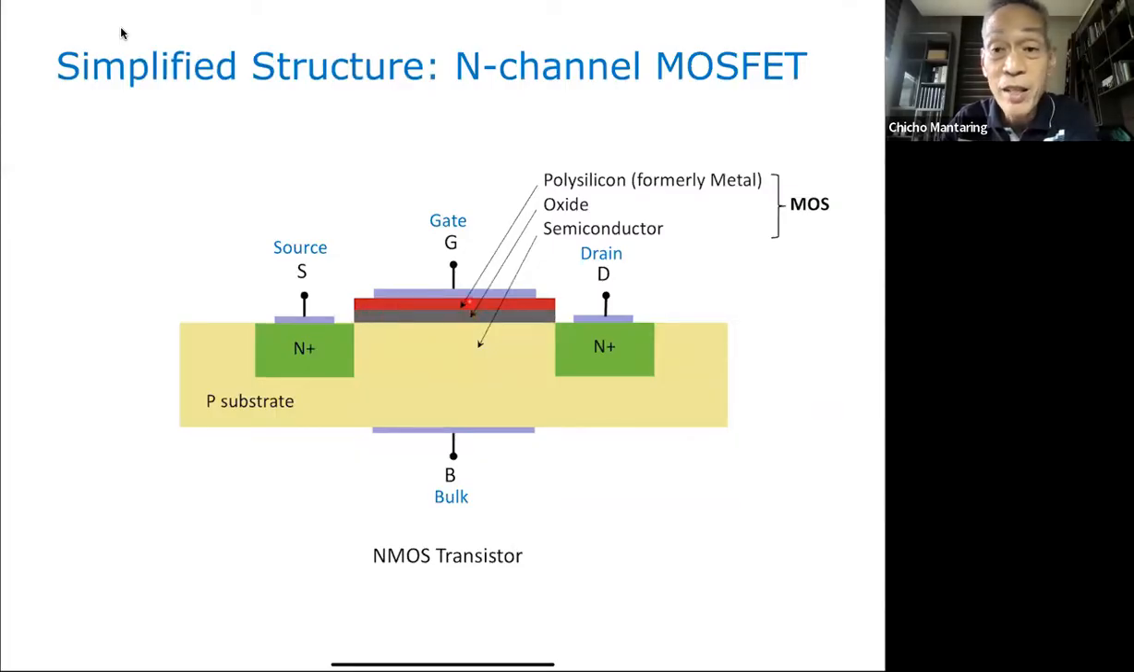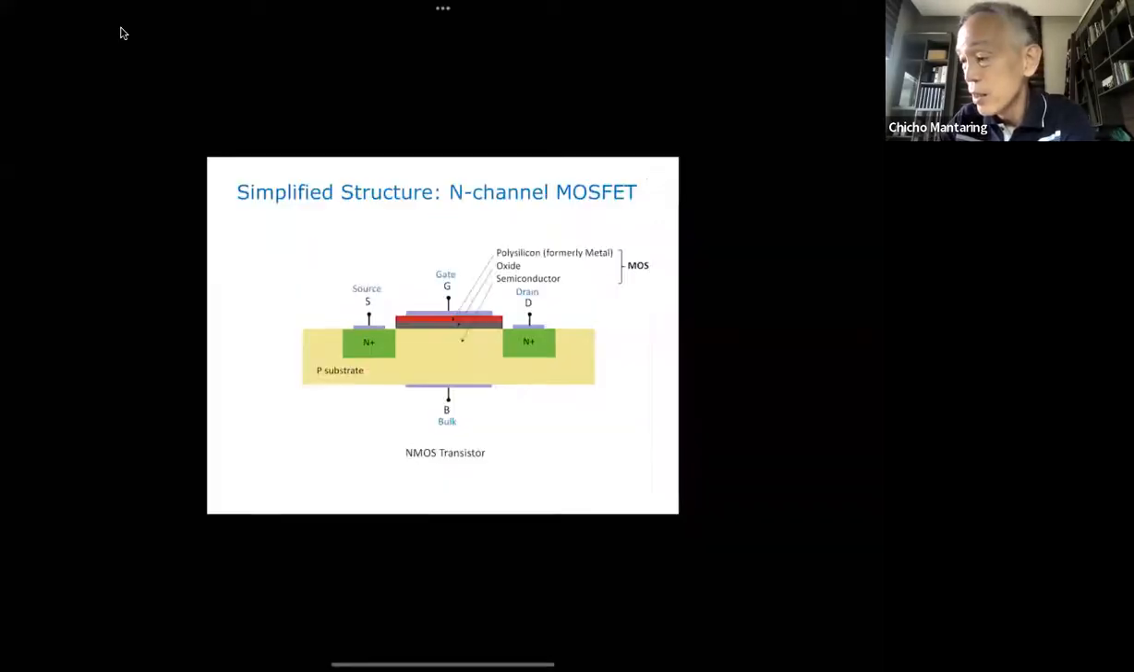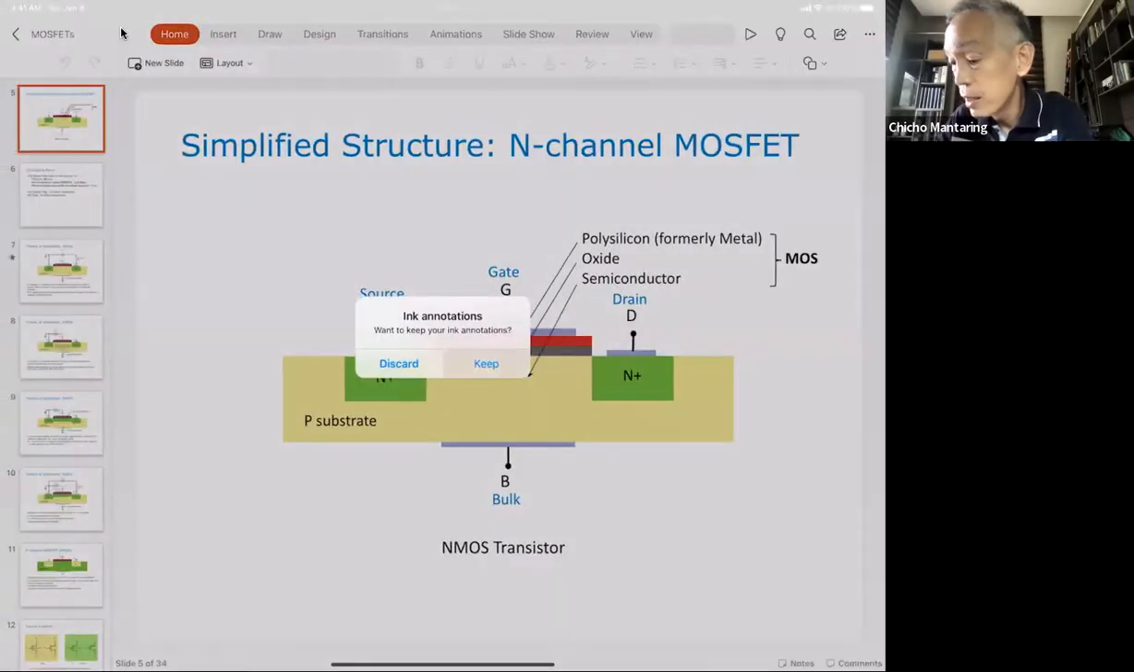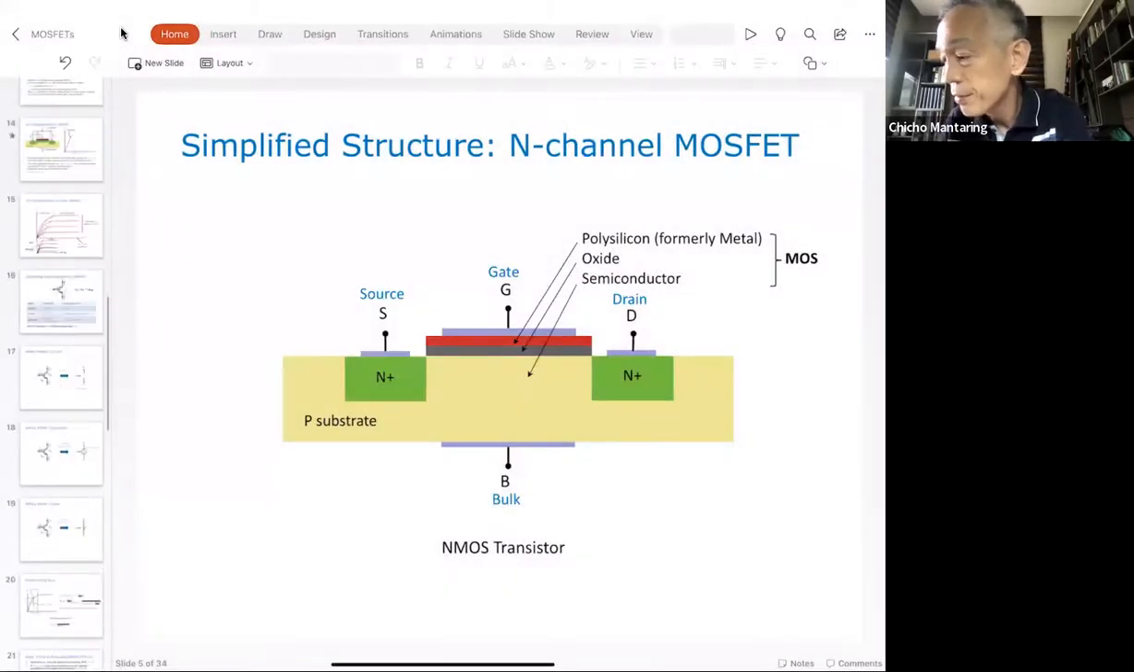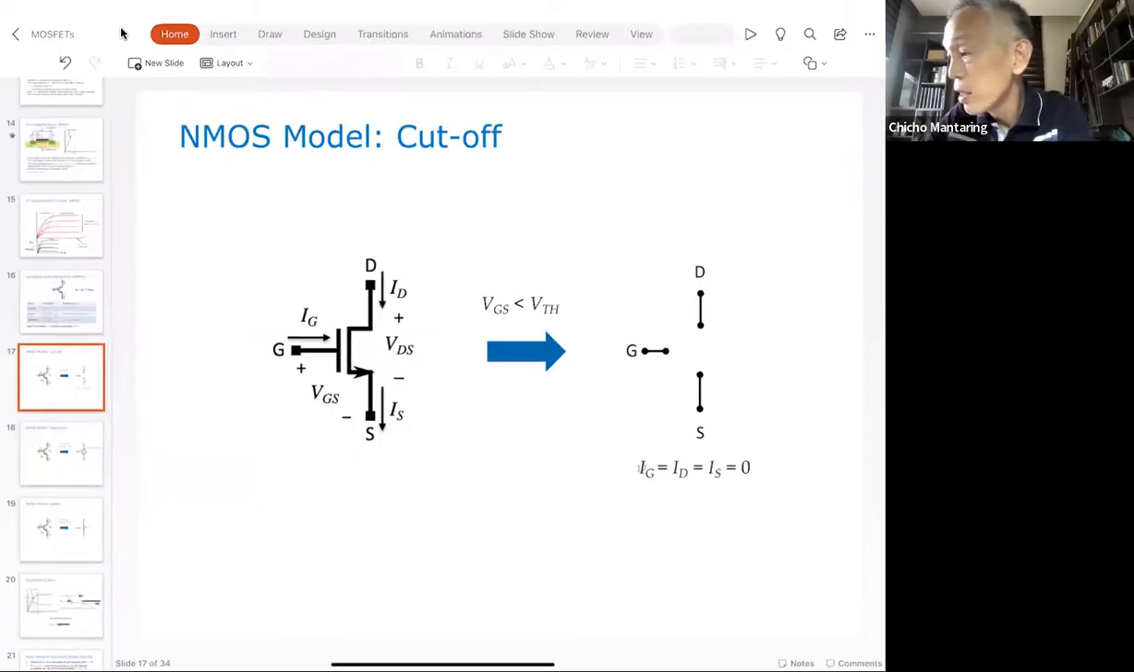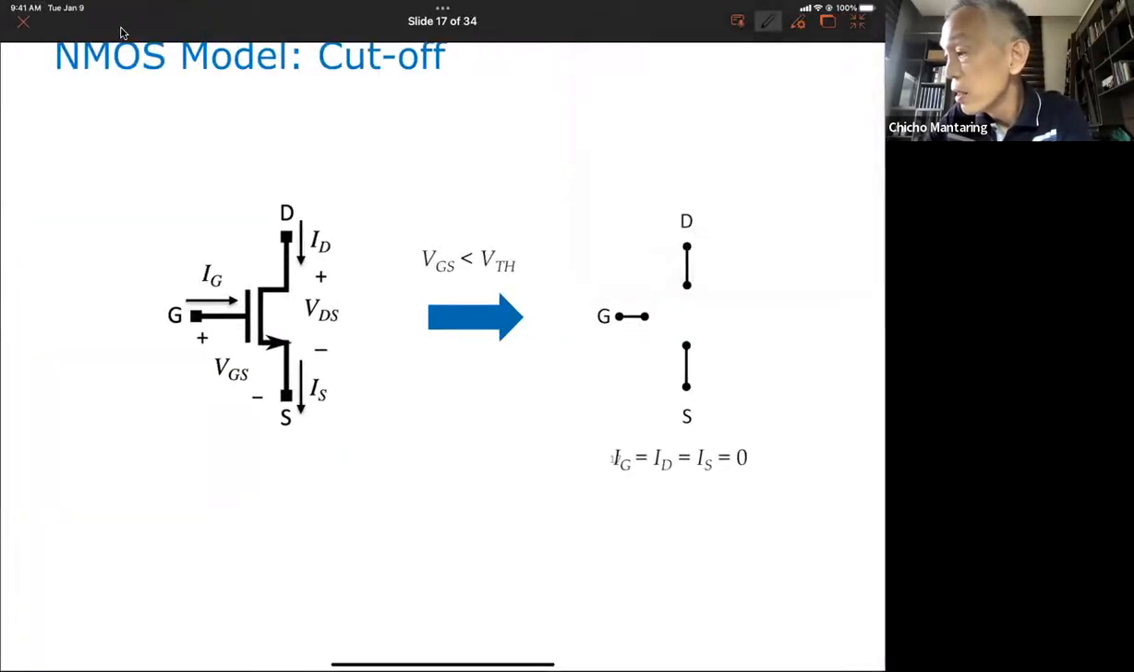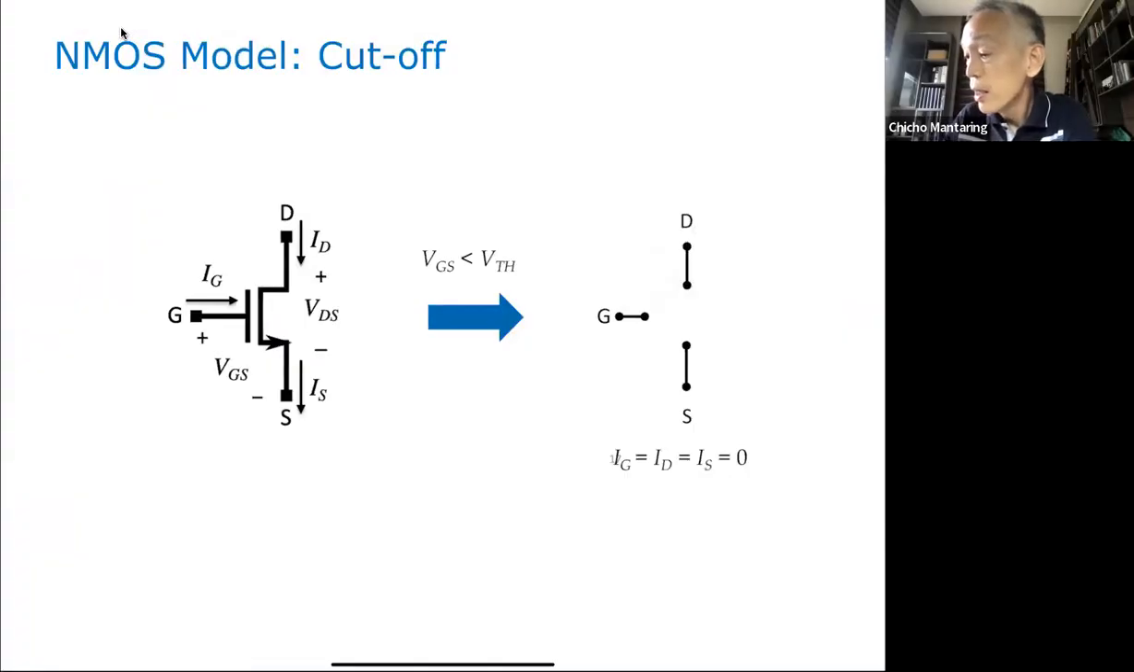If that is an insulator, ibig sabihin nun, even if we apply a voltage between gate and bulk, at steady state, no current will flow because your current cannot flow through an insulator. And that's why we say that I of G is always equal to 0 for DC at steady state. So let me go back to that slide. Okay. I of G will always be equal to 0.